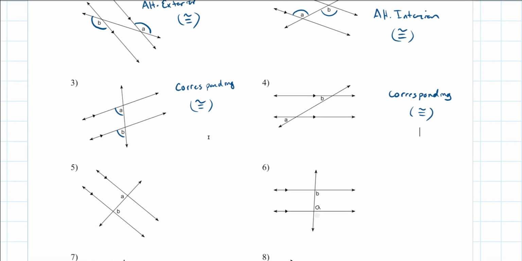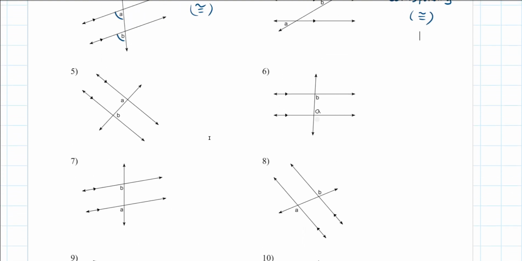All right, next one. Angle 5, or number 5. Okay, they're both on the inside. So we're looking at either consecutive or alternate interior, but they're on opposite sides of the inside. Opposite, alternate, inside, interior. Alternate interior angles are congruent.